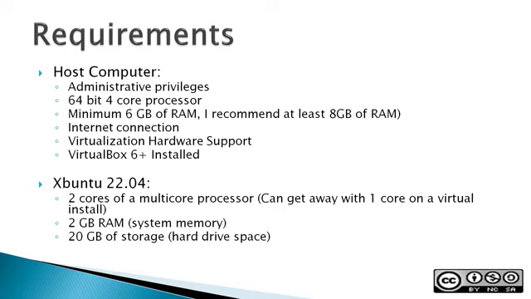Requirements: on your host computer, you need administrative privileges, a 64-bit 4-core processor, and a minimum of 6 gigabytes of RAM. I recommend at least 8 gigabytes of RAM on the host computer, an internet connection, virtualization hardware support, and VirtualBox 6 plus installed. For the Xubuntu guest machine, 2 cores of a multi-core processor. You can probably get away with 1 core in a virtual install. 2 gigabytes of RAM. Again, you could probably get away with 1 gigabyte of RAM on a virtual install. And 20 gigabytes of storage or hard drive space.